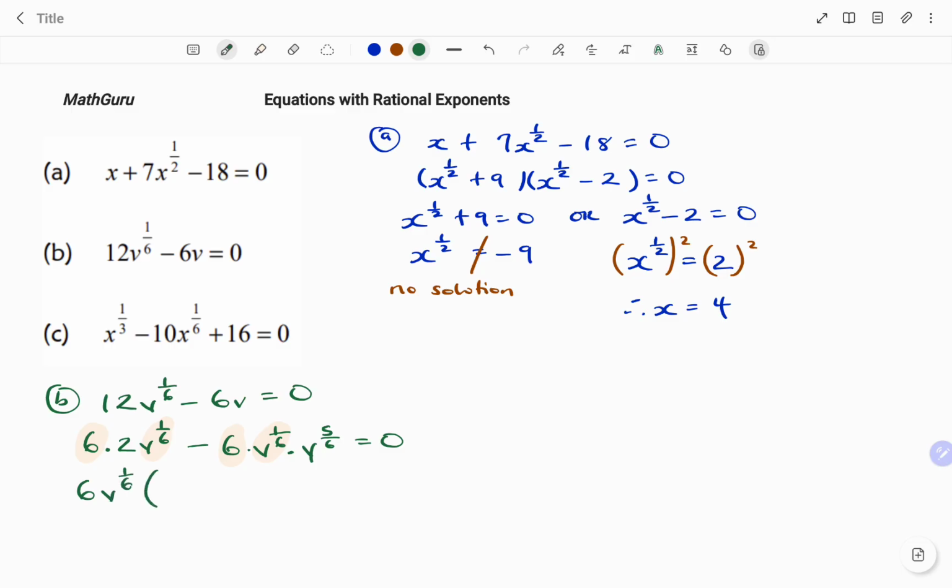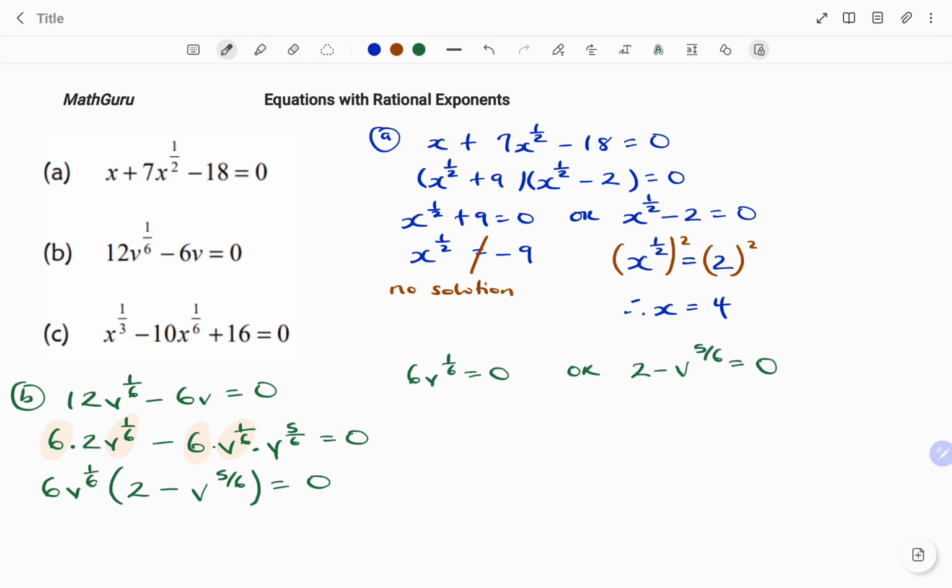I'm left with, on my left-hand side, v to the power of 1 over 6, and on my right-hand side, open bracket, 2 minus v to the power of 5 over 6, close bracket, equals 0. So what I'm going to do now is to equate both terms to 0. That is, I have v to the power of 1 over 6 equals 0, or I have 2 minus v to the power of 5 over 6 equals 0.